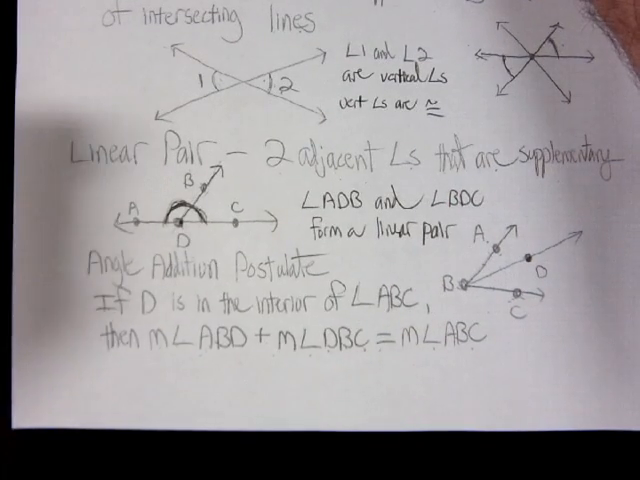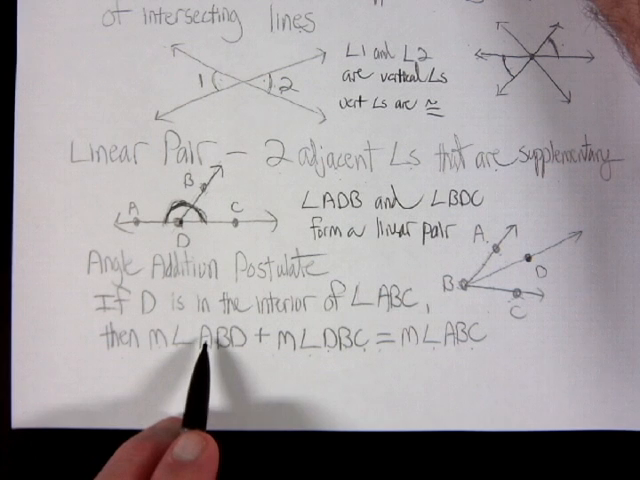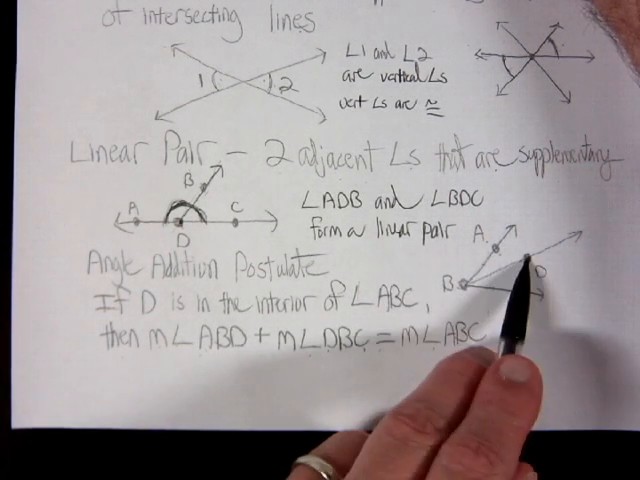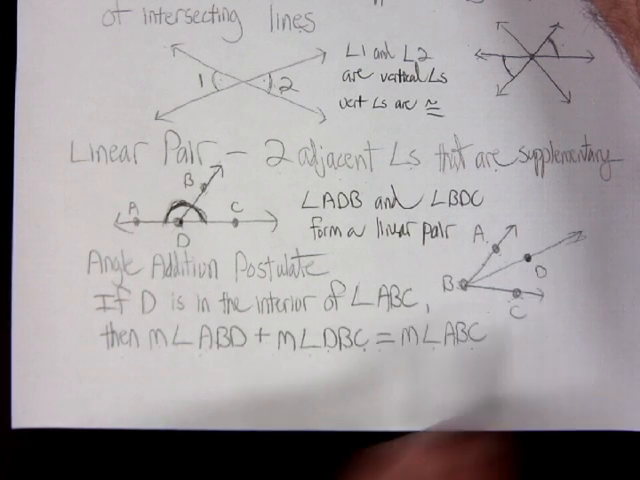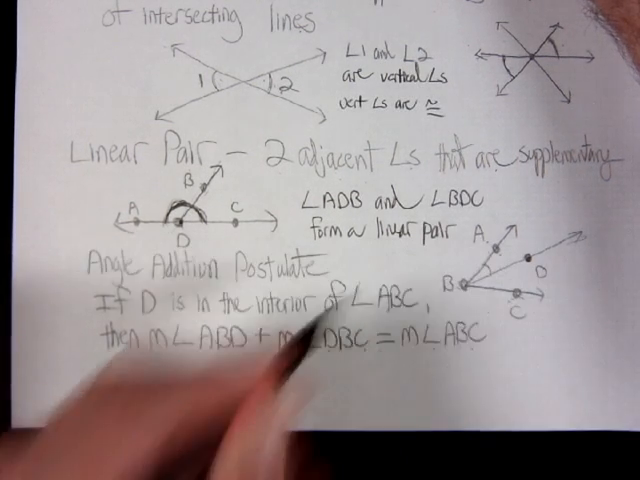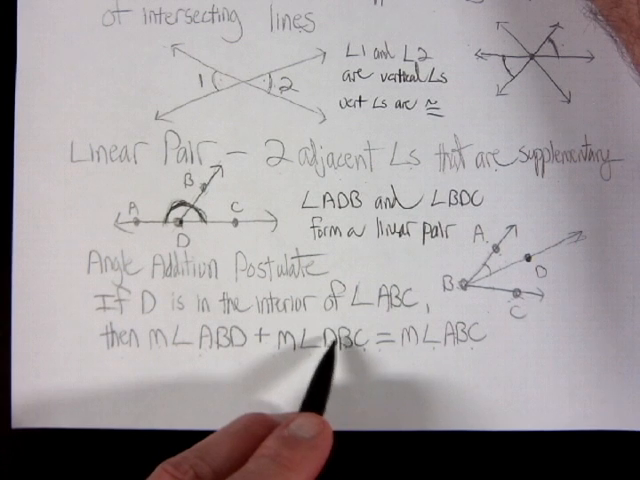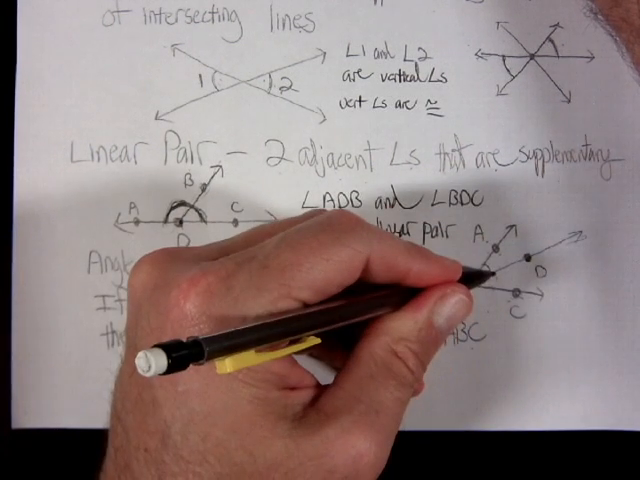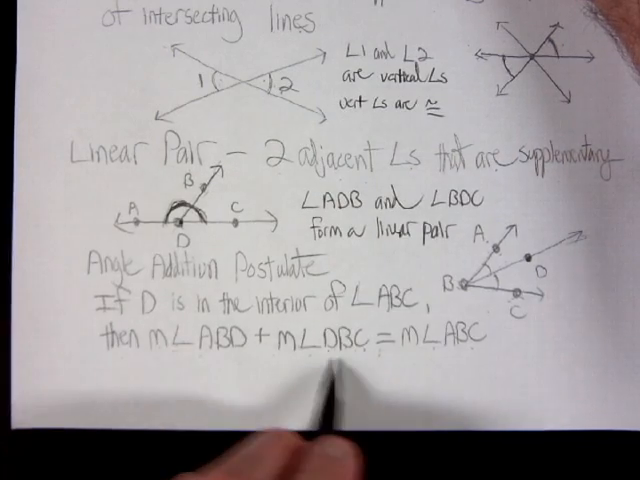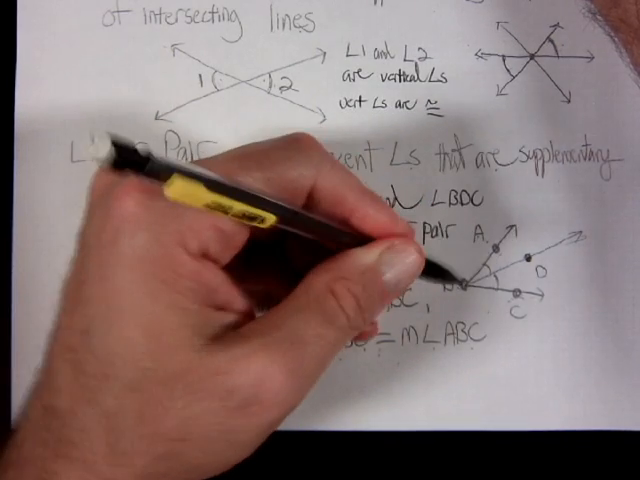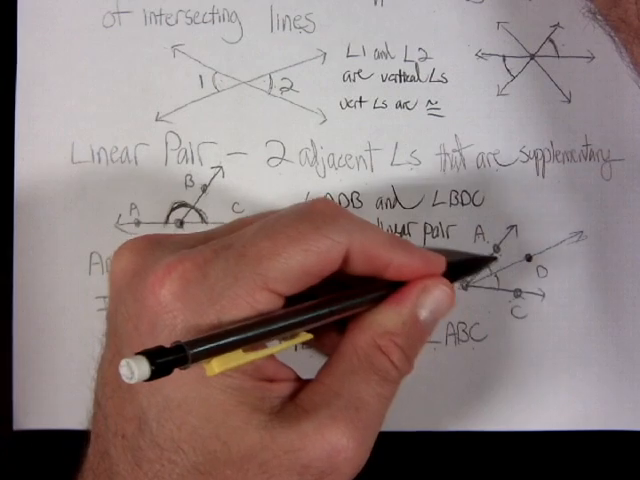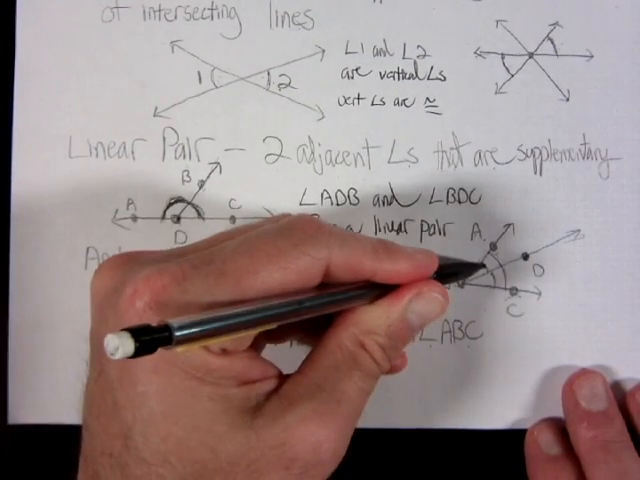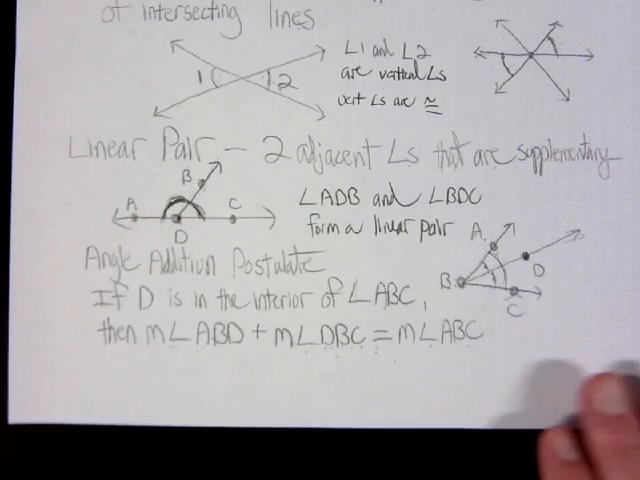Then the measure of ABD, so this angle here, plus the measure of angle DBC, which is here, those two should add up to the bigger angle ABC, which is this full angle from here to here. In other words, this angle plus this angle should add up to the whole thing, and it does.